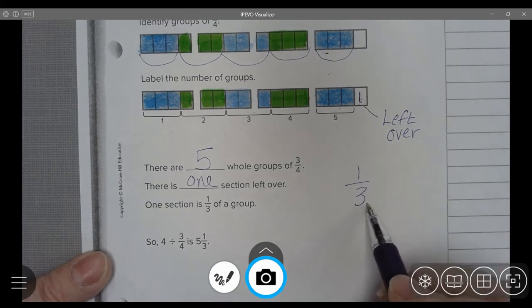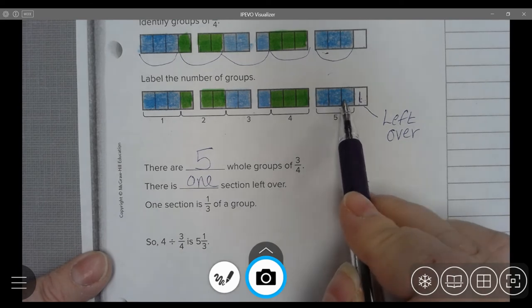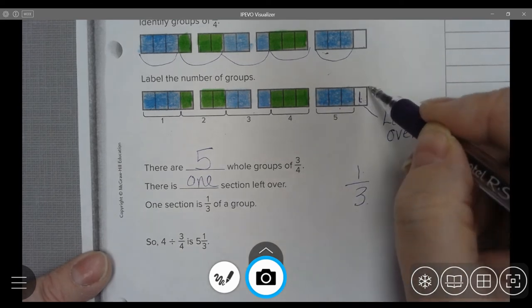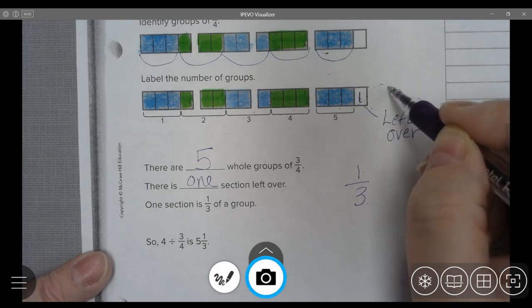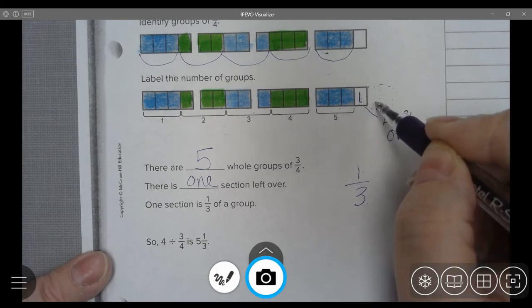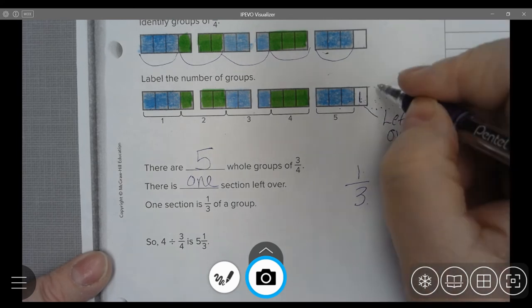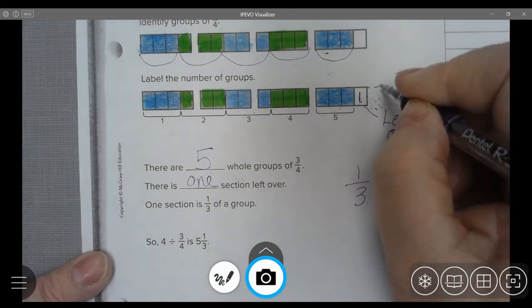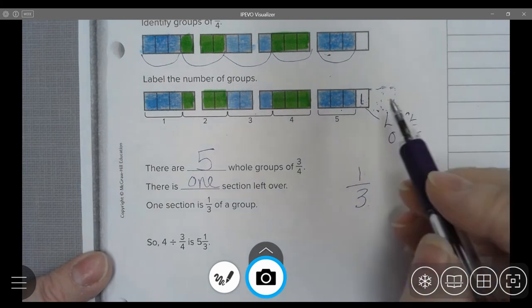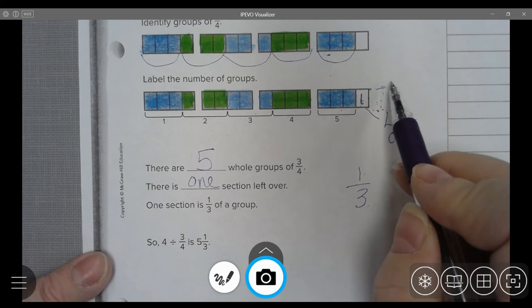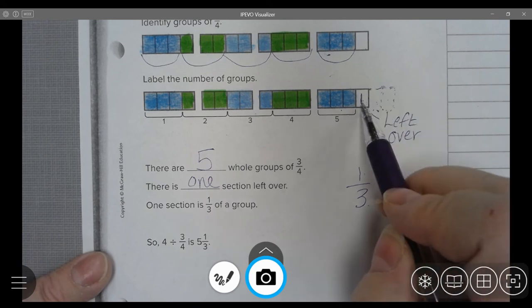Because we have groups of 3, 1, 2, 3, we have one of those. So we can't make a group unless we add 2 more to have a group of 3. So there's one of those 3 left over. I always try to do some little dots here. If I had these 2 here, I could group it together to make another whole group, but I only have one of them.